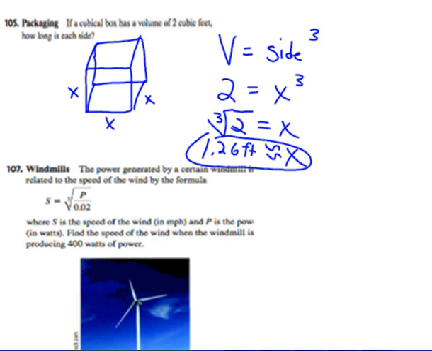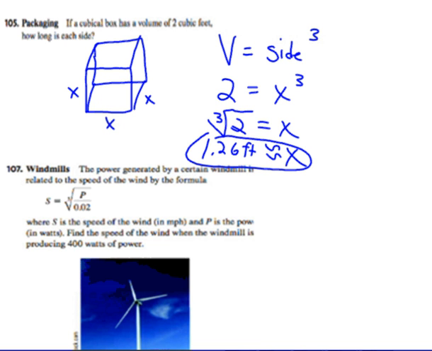Let's go to this next one. The power generated by a certain windmill is related to the speed of the wind by the formula S equals the cube root of P over 0.02, where S is the speed of the wind, and P is the power in watts. Find the speed of the wind when the windmill is producing 400 watts of power.